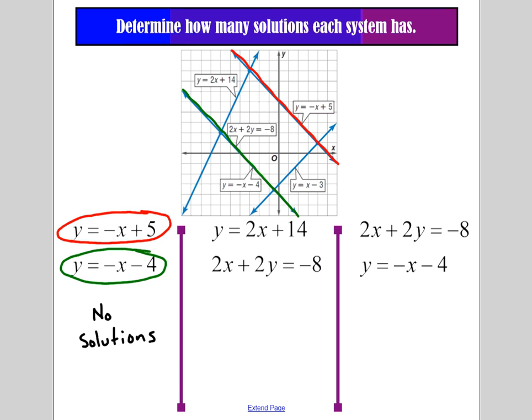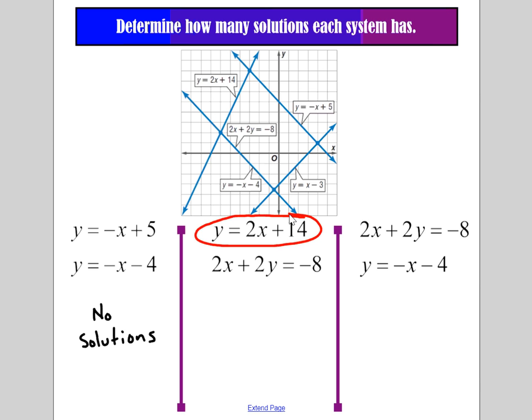Go ahead and erase that for our next example here. So next up we have the equation y equals 2x plus 14, which that line is right there. We have 2x plus 2y equals negative 8, which is this line right here. And we can see that they cross right at that point right there. So we would say that we have one solution.